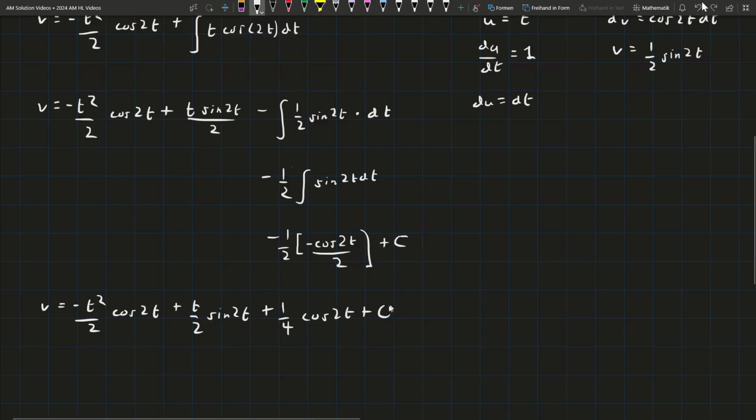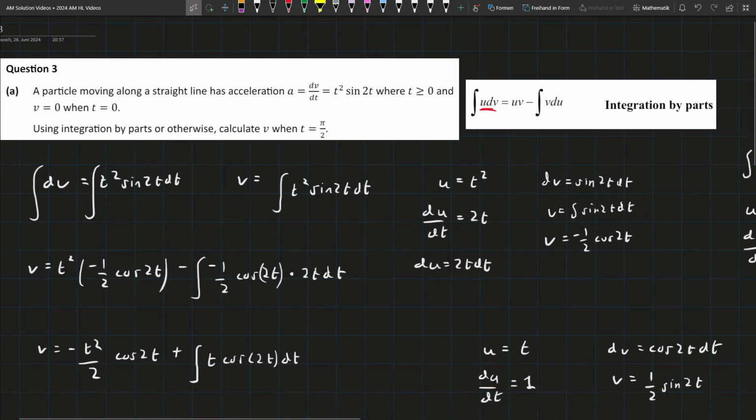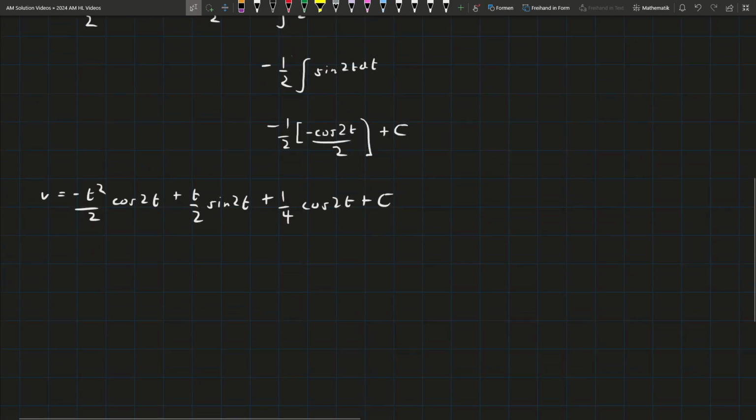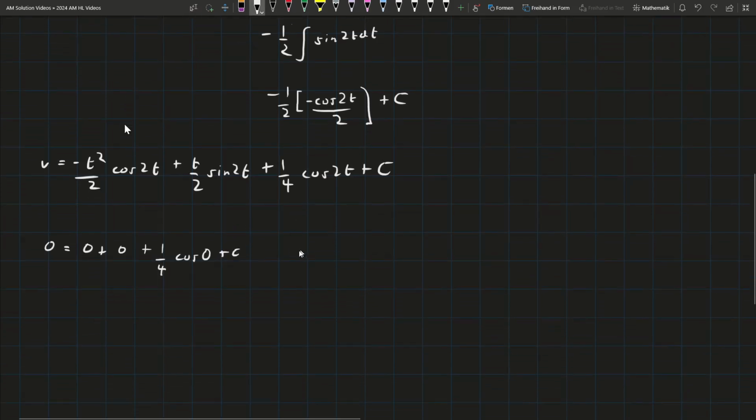Okay. Now we need to figure out what c is. They tell us that v is equal to 0 when t is equal to 0. Okay. So we can replace v, when v equals 0, t is 0, and we know that's true. So that's going to be 0 equals this whole thing, we're multiplying by 0, that's going to be 0, plus this whole thing we're multiplying by 0, that's going to be 0, plus a quarter cos of 0 plus c. Cos of 0 is equal to 1. So that means that we get 0 equals 1 times a quarter is a quarter plus c. That means that c is equal to minus a quarter.